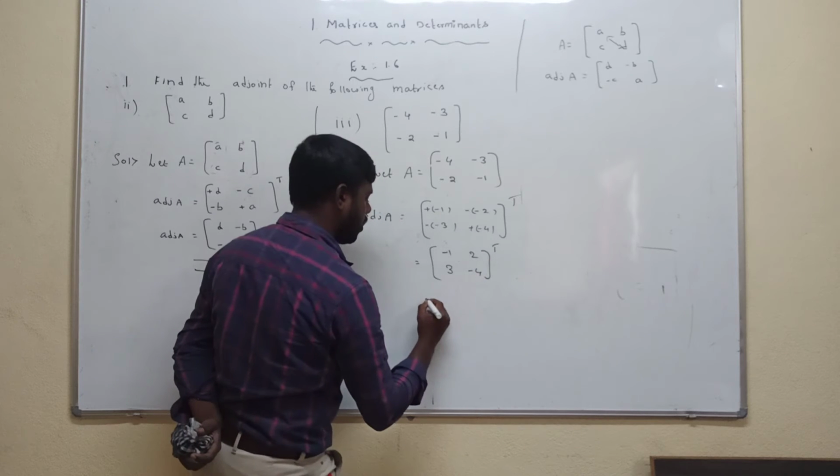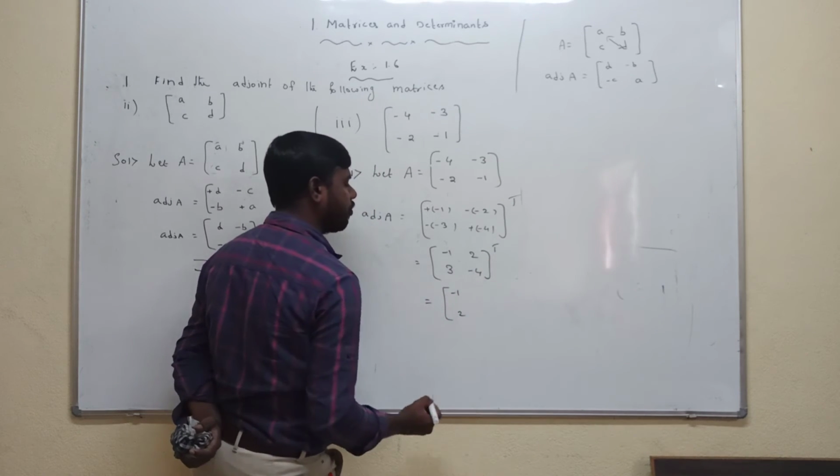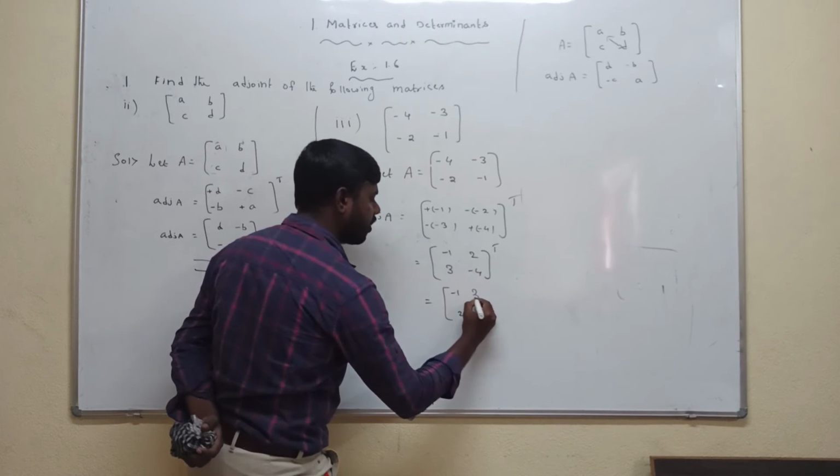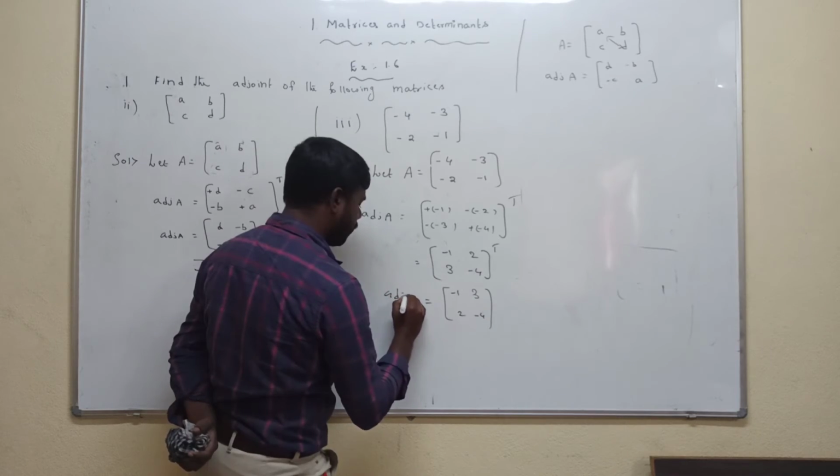Now the transpose of the matrix is nothing but interchanging rows and columns. So the first row is interchanged with the first column, the second row with the second column. This is the adjoint of the A matrix.